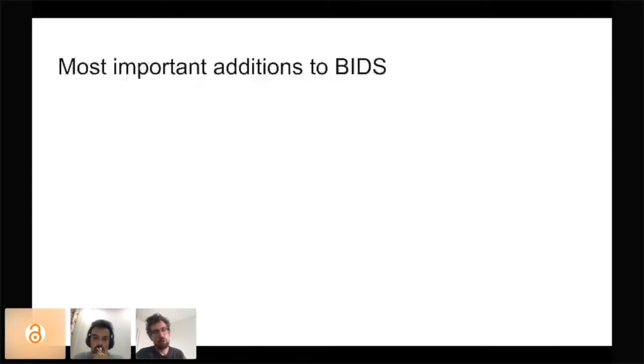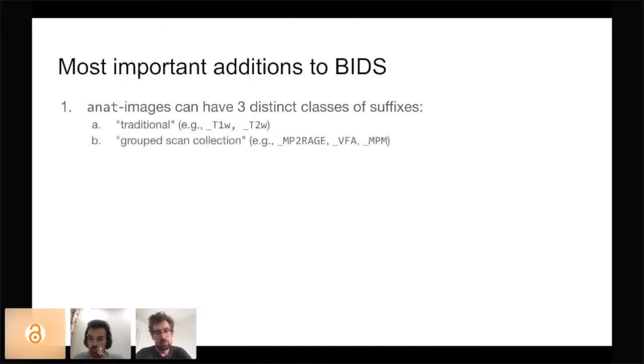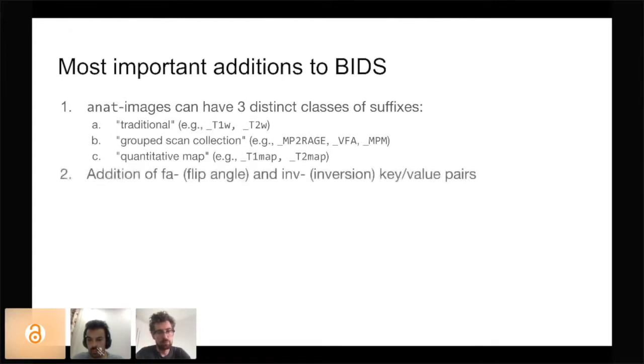So the most important additions is what I already alluded to. The first thing is that we now have 3 distinct classes: traditional weighted images, group scan collections, so the MP2RAGE, the MPM, a set of images with different contrasts, of which we know very well what the acquisition parameters are, so that you can fit your qMRI models, and the output of the qMRI models, the T1 map, the T2 map, with the physical units that you can compare across subjects and scanners. We also needed to include some new key value pairs, like flip angle and inversion time.